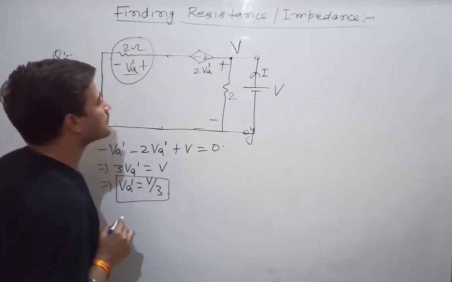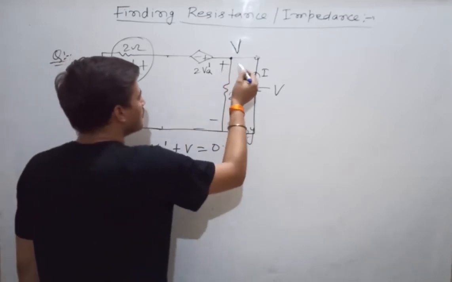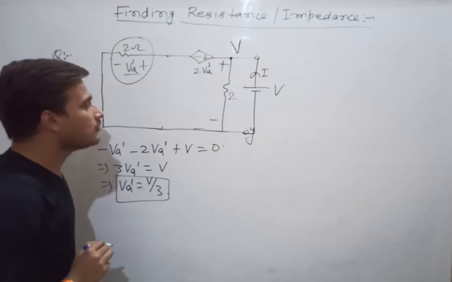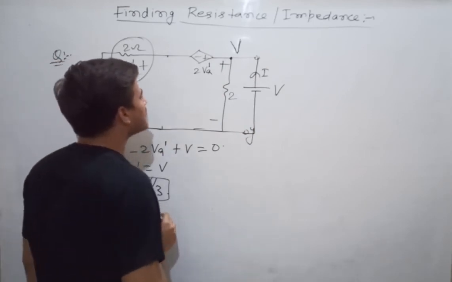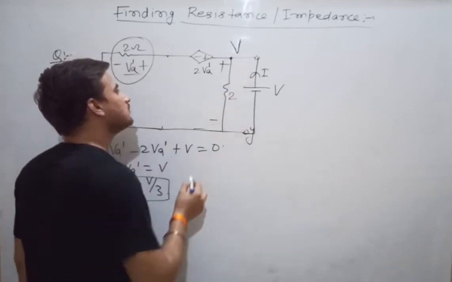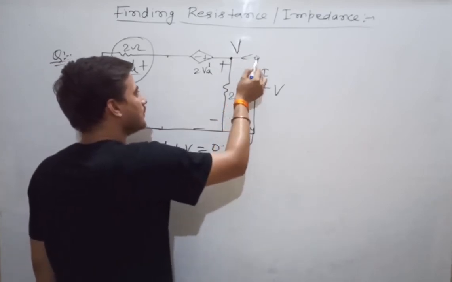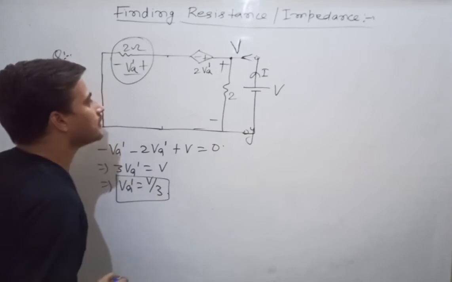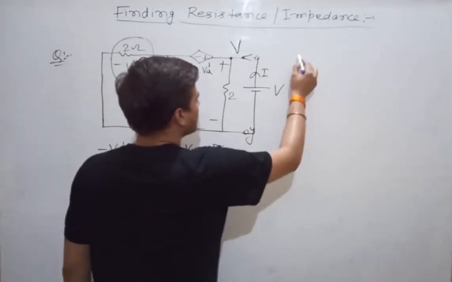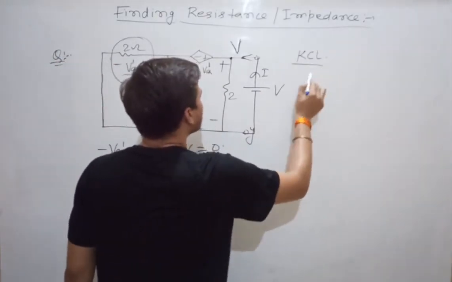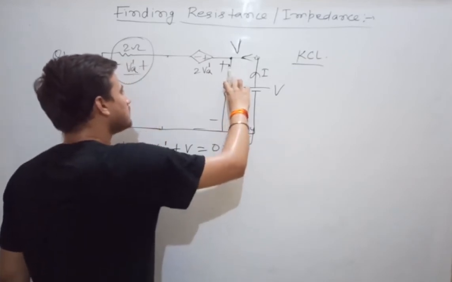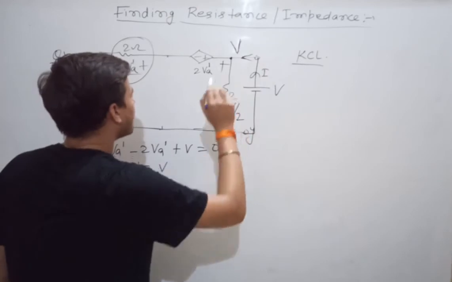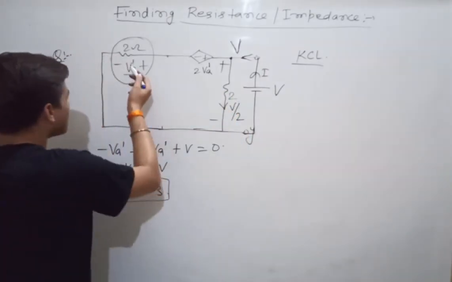Next, see one thing. Now you will have to relate current with this voltage. Now how will you relate current? You know the potential of this terminal is V. Current coming into this node is I. So we can apply Kirchhoff's current law here. Here the branch voltage is V, so current will be V by 2. This current is I.